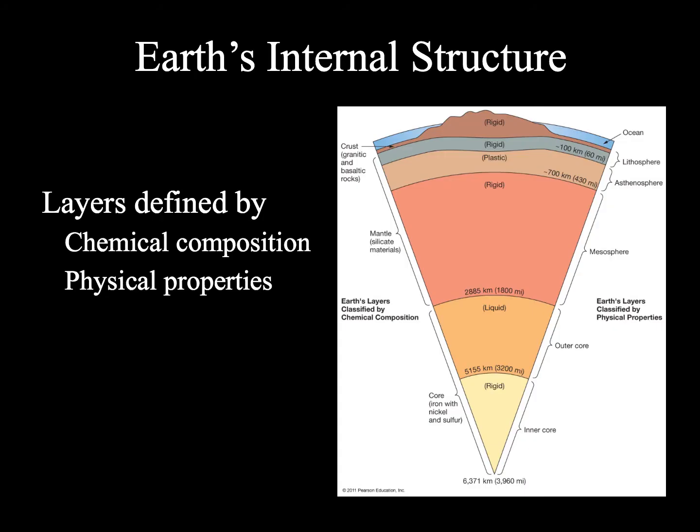So after the process of differentiation, Earth became a layered structure. Each layer is characterized by different physical properties and different chemical composition. For example, the inner core is made predominantly of solid metal, while the mantle is composed predominantly of silicate, rocky materials that can flow.